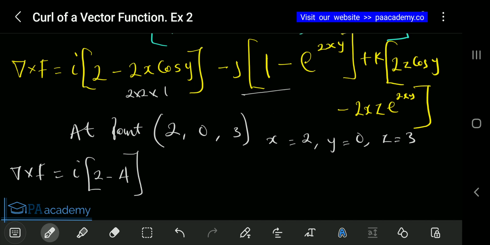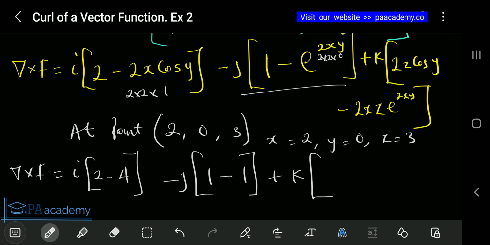So let's go to this other part. That will be minus j. That will be 1 minus exponential 2xy. 2xy is the same thing as 2 times our x, which is 2, times our y, which is 0. So everything here is 0. The value of exponential 0 is 1. So here we have 1 minus 1. Very good. Then plus k.